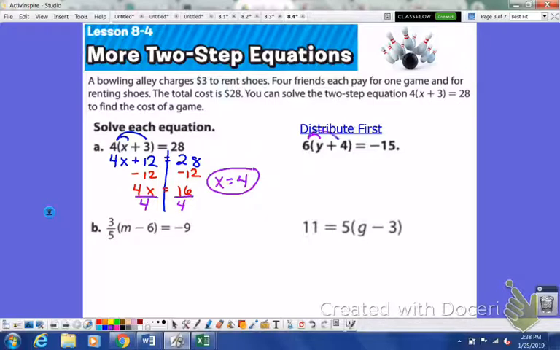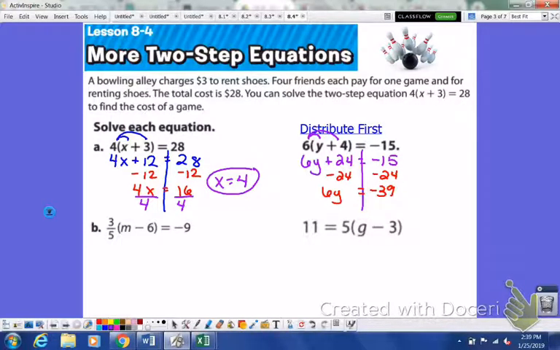Okay, so over here, same idea. Distribute first, distribute first. 6 times y plus 6 times 4 is 24, equals negative 15. Make sure you guys are watching your signs as we go through these. It's easy to drop a sign, which completely changes the problem. Okay, so we take care of addition, subtraction first. So subtract 24 from both sides. 6y equals negative 39.